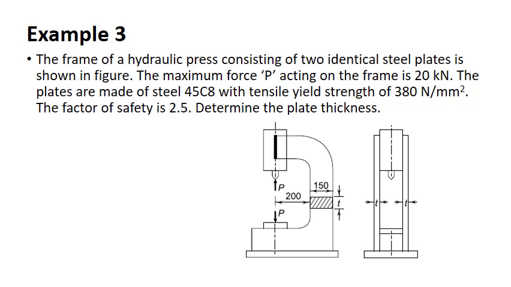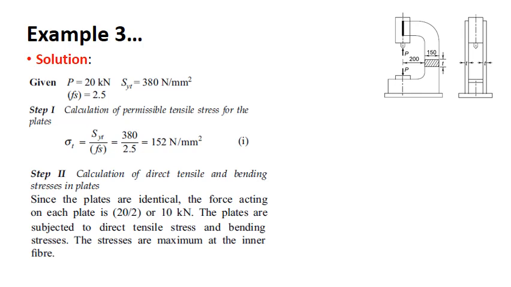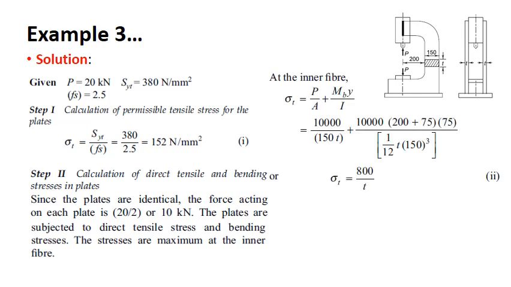Fine. See, when you apply P as shown in the figure, what are the types of stress? It is similar to the previous problem, the link problem. You will have a tensile stress superposed with bending stress, right? So evaluate the permissible stress first. Factor of safety is given, 152 MPa. Sigma T is equal to P by A plus M B Y by I. So same as the previous one.